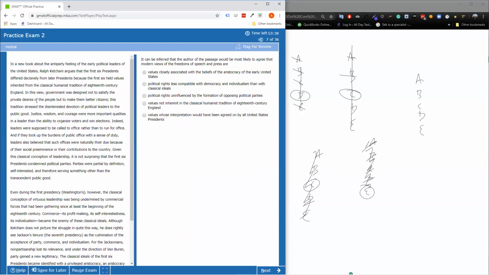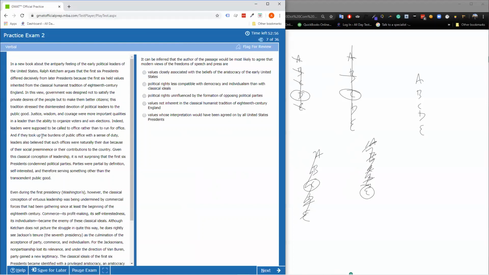In this view, government was designed not to satisfy the private desires of the people, but to make them better citizens. This tradition stressed the disinterested devotion of political leaders to the public good. Justice, wisdom, and courage were more important qualities in a leader than the ability to organize voters and win elections. Indeed, leaders were supposed to be called to office rather than to run for office, and leaders also believed that such offices were naturally their due because of their social preeminence or their contributions to the country.